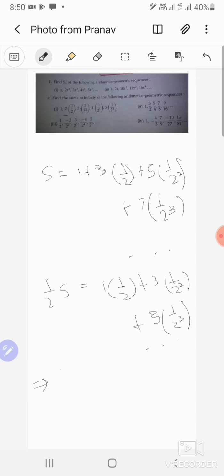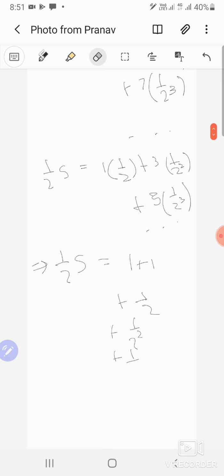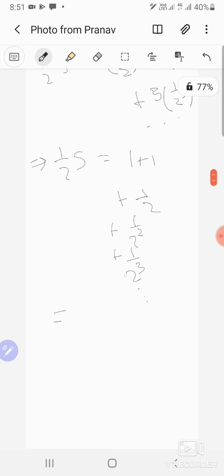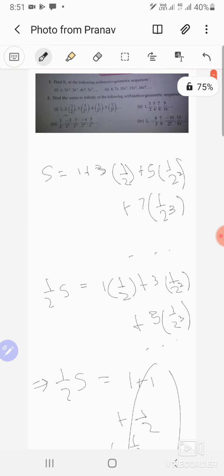So if we subtract, you get half S equals, you got that 1, you got 3 minus 1 is 2, 2 into half is just 1, then 5 minus 3 is just 2, so 2 into 1 by 2 squared is just 1 by 2, then you got 1 by 2 squared plus 1 by 2 cubed, keeps going like that. That is just going to be this series. We know it's just 1 plus 2, that is 3, so the sum is going to be 6. Okay, no problem, very easy.